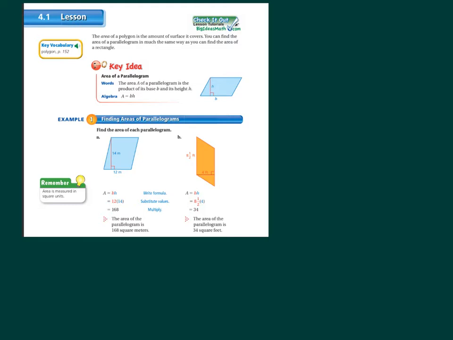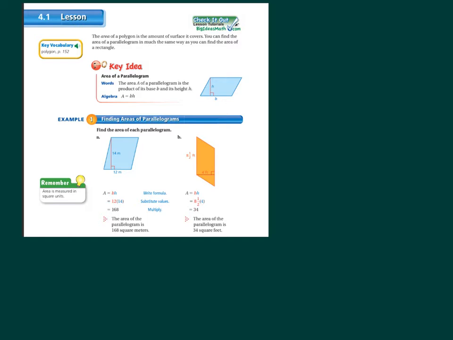Areas of parallelograms are going to be kind of easy to figure out because it's the same as the area of a rectangle. I'd like to draw your attention to this picture up on top of the blue parallelogram. A parallelogram, before we get too carried away, is just a four-sided shape where opposite sides are parallel. So we know that the bottom and the top are parallel, and the right side is parallel to the left side.